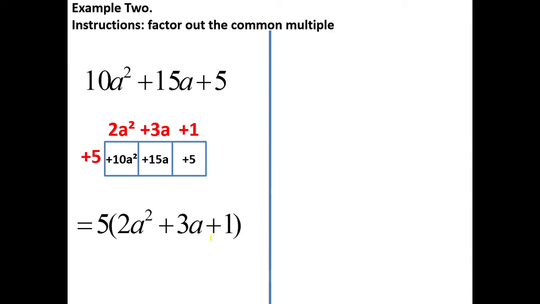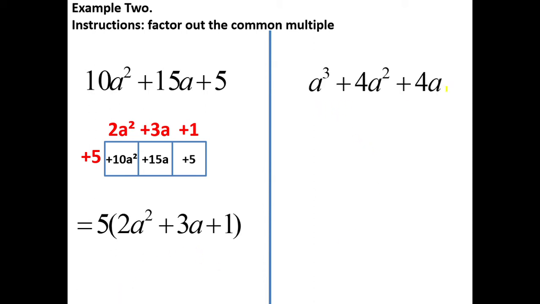And there's no number that you can divide into 1, 3, and 2. So we already took out the biggest thing we could take out. We factored this 5 out. Okay, let's try it again.